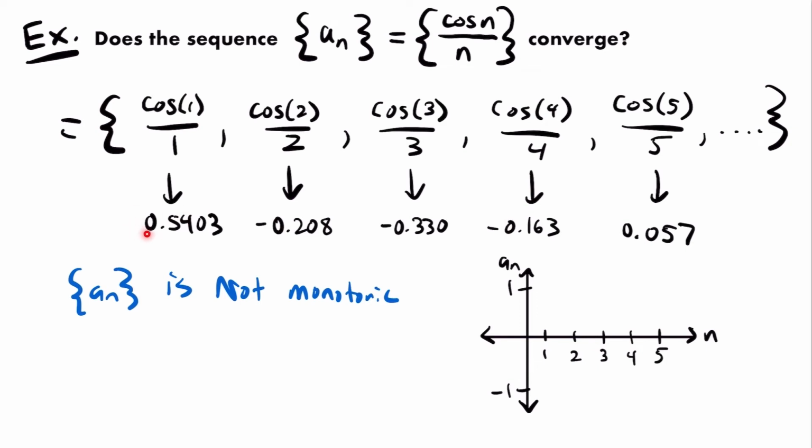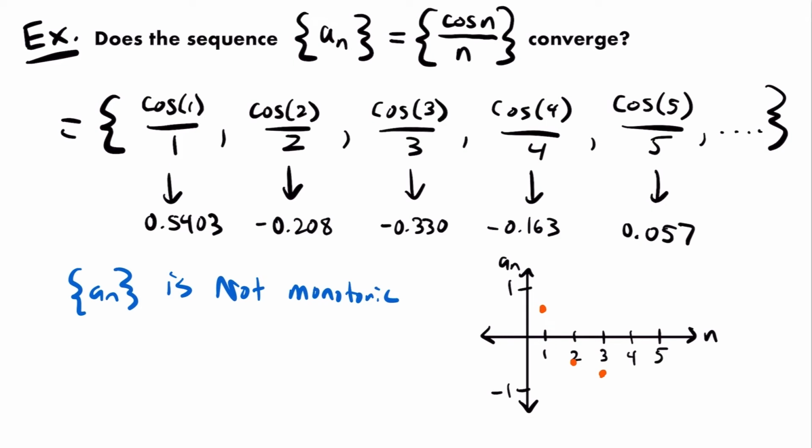A sub 1 is 0.5403. That's going to be about right here, about halfway between 0 and 1. Then a sub 2 is negative 0.208. I'll say that that's right about here. And then we have negative 0.33 for a sub 3. So that's maybe right there. Again, this isn't quite drawn to scale, but it should get the point across of what kind of shape we have here with our terms.